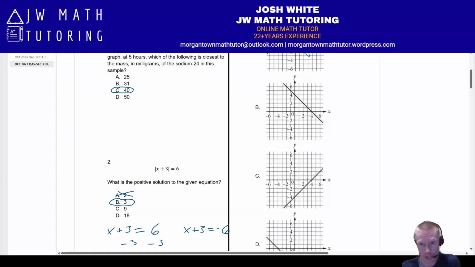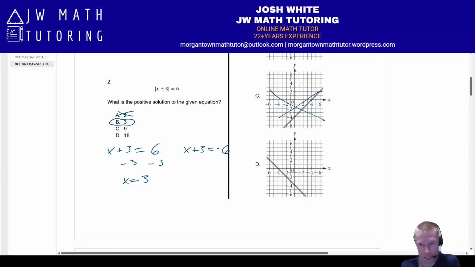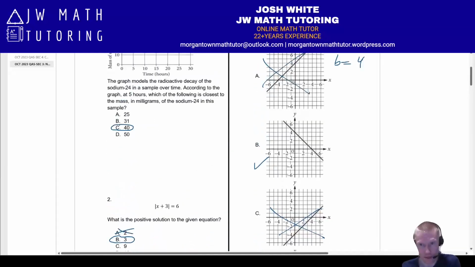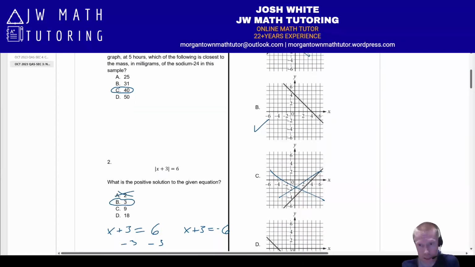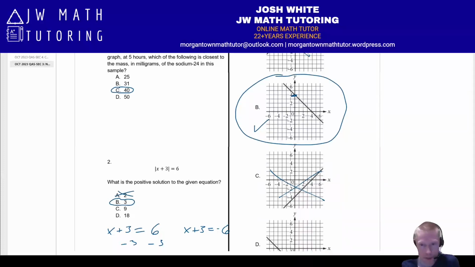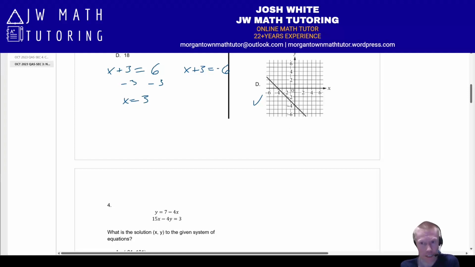B we will keep for now. C has a positive slope, get rid of it, and D has a negative slope. So far B and D are the two possibilities. And now we want to check and see, okay, which one has a y-intercept of 4? B clearly does, so that's going to be the correct answer. And then if you look down here at D, it does not go through positive 4, it instead goes through -4. So it is incorrect, and we would eliminate it.